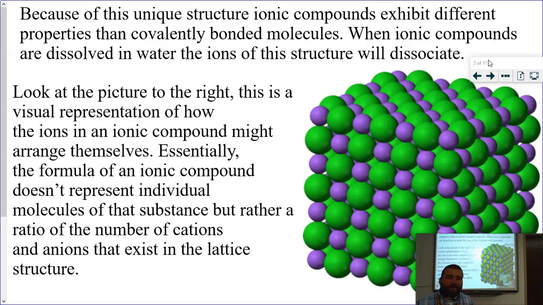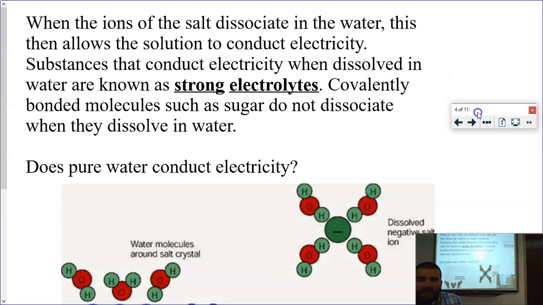All right, so the next slide we'll look at this a little closer, but essentially, again, this picture is representing an ionic compound. Okay, and the next paragraph, if you're reading through that, is essentially saying exactly what I said on the last slide. Okay, but anyway, so let's look at how this would break apart in water. All right, that's what this last sentence up top is saying. When you dissolve these in water, this compound or this structure is going to dissociate. Okay? When the ions of the salt dissociate in the water, this allows the solution to conduct electricity. Substances that conduct electricity when dissolved in water are known as strong electrolytes.